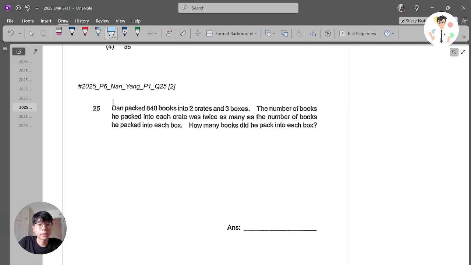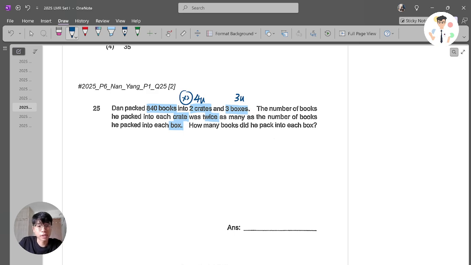So here it says that Dan packed 840 books into 2 crates and 3 boxes. The number of books he packed into each crate was twice as many as the number of books he packed into each box. So it means that if 1 box is 1 unit, 3 boxes will be 3 units, correct? But in this case, 2 crates, it will be twice. So it means that this will actually be 4 units. Okay, because times 2, right? Times 2.